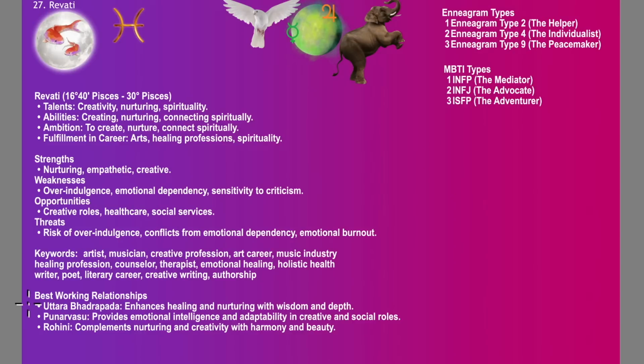The best working relationships Revati will have are with Uttara Bhadrapada, which enhances healing and nurturing support with wisdom and depth. With Punarvasu, the first nakshatra of Jupiter, it provides emotional intelligence and adaptability in creative and social circles. Rohini Nakshatra, which is the Moon nakshatra, gives resources, and complements nurturing and creativity with harmony and beauty. It teaches the value of the Moon here. It's necessary because this is an emotional body here.